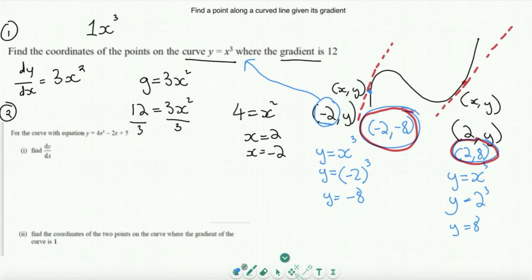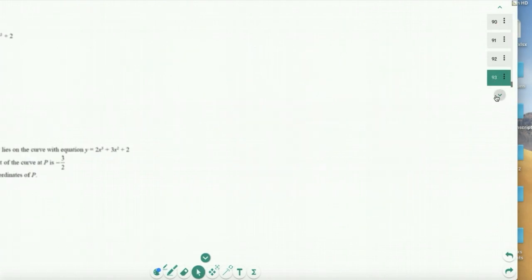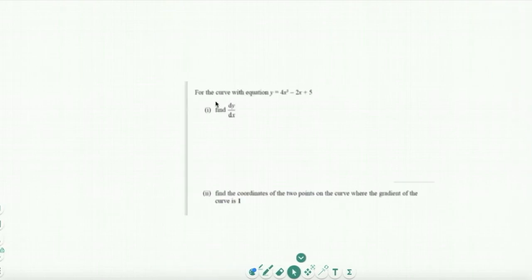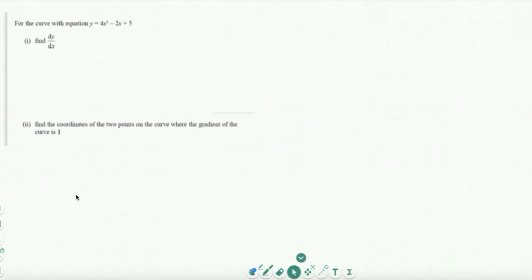Let us try the next question. Let's put this on the next page, actually, so we have more space. Next one. For the equation y equals 4x to the power of 3 minus 2x plus 5, find dy over dx. Oh, pretty straightforward. Let's just differentiate it. Okay, so y equals, in case you can't see it, 4x cubed minus 2x plus 5. We have to differentiate it. So dy over dx, pretty easy.